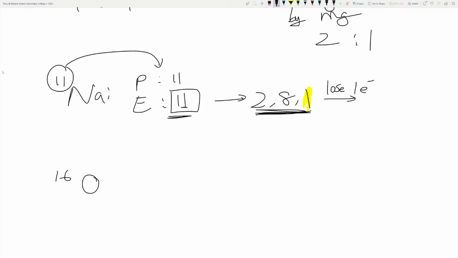You can't possibly gain 7 electrons and expect that to be stable. Not going to happen. You lose 1, it's going to be 2, 8. Now you do a simple addition. 2 plus 8 equals 10. You've got 10 electrons. How many protons did we have before?